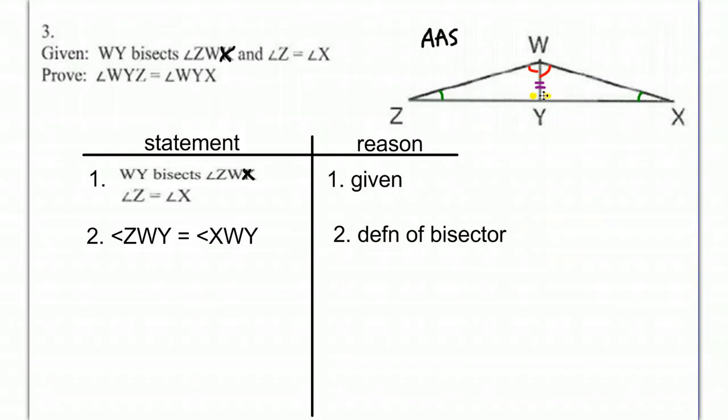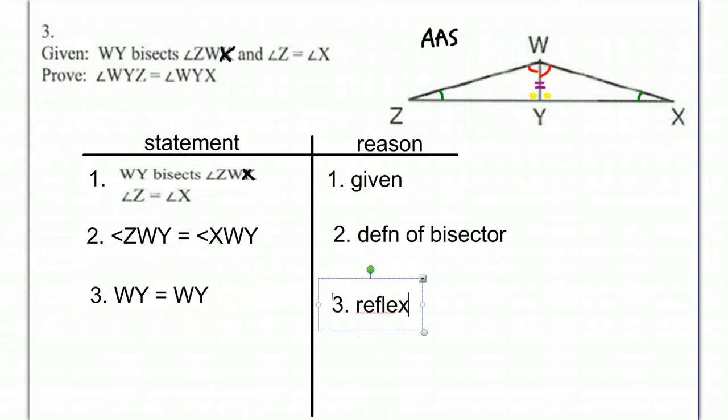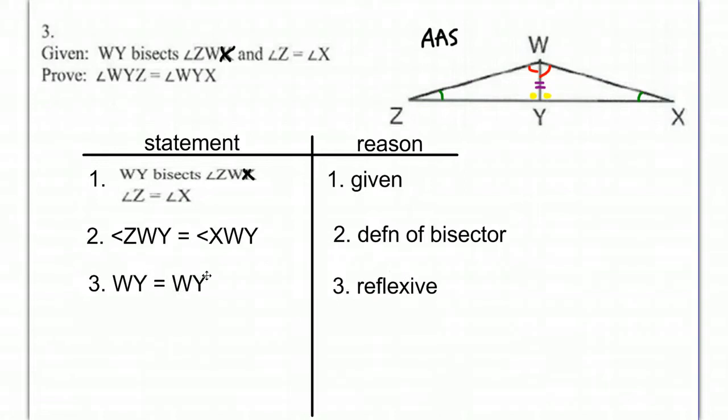Next step we need to do is this purple set of lines here marking that WY is equal to itself. So we can establish that side. WY is equal to WY, and that is by the reflexive property. So now, from our given and from these last two statements, we have an angle, and a side that are equal to each other. So we're going to go ahead and make a statement about these triangles. And I am going to start from the outside here. So I'm going to start ZWY.